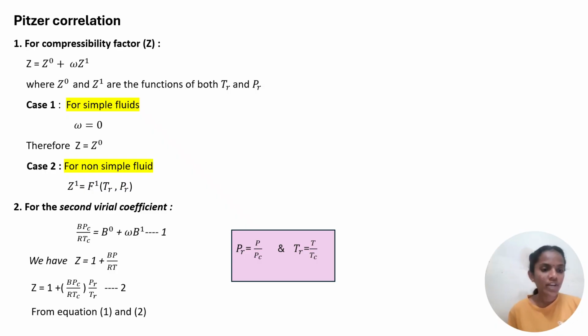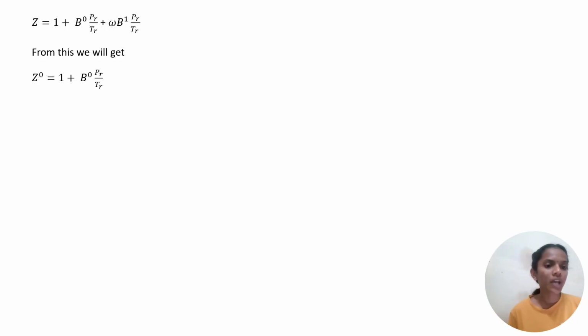From equations 1 and 2, we can say that Z is equal to 1 plus B to the power 0 into PR divided by TR plus omega into B to the power 1 into PR divided by TR. From this, we get Z naught as 1 plus B to the power 0 into PR divided by TR, and Z to the power 1 is equal to B to the power 1 into PR divided by TR.